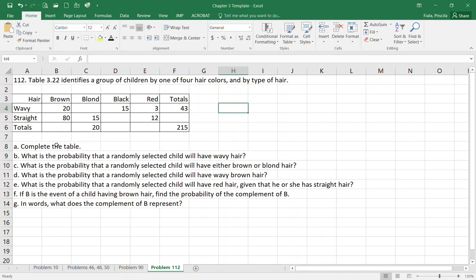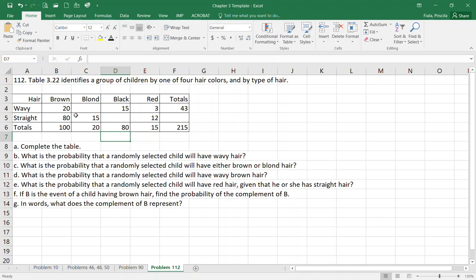Well, before you can even answer any of these probabilities, you're going to have to complete that table. How can you do that? Your totals right here are the total of each column. So why don't we start with this one where we have both values? We also have this value, correct? We know that this is the total, so instead of doing 215 minus 15 is 200, we can do equals this cell, 215 minus the brown, minus the blonde, minus the red, which should give me 80.